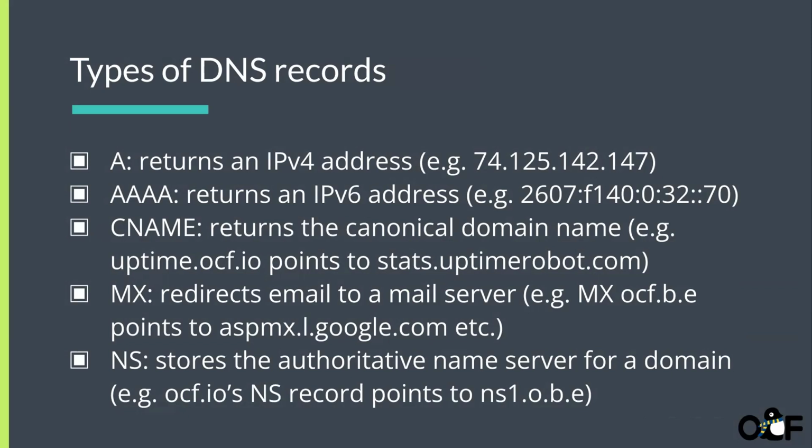Similar to that, there's also quad A, or AAAA. That's the same as A, but it's for IPv6, which we talked about last time. It's the new internet protocol version, because we're running out of IPv4 addresses. Actually, we've already run out of IPv4 addresses.